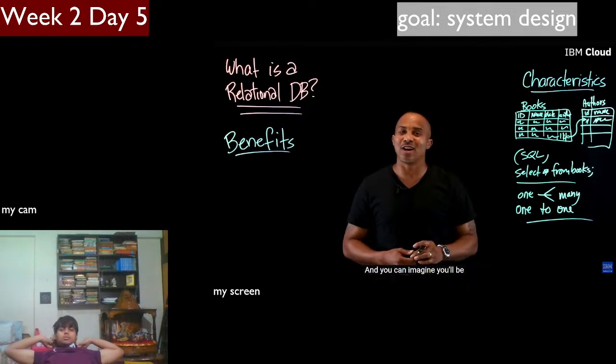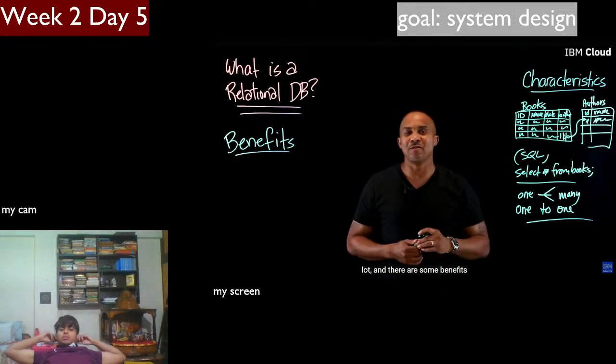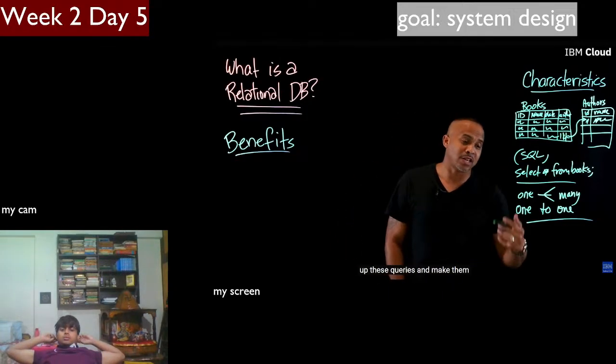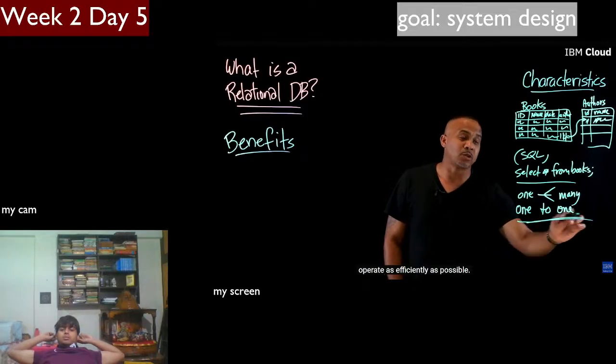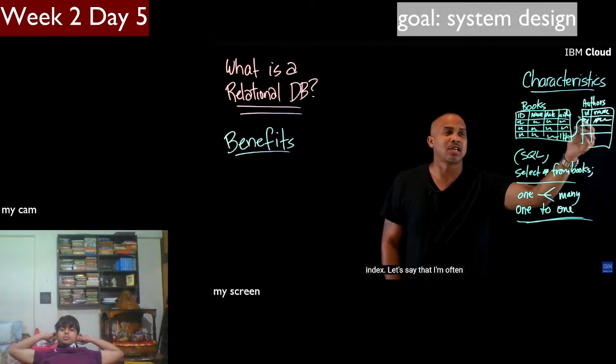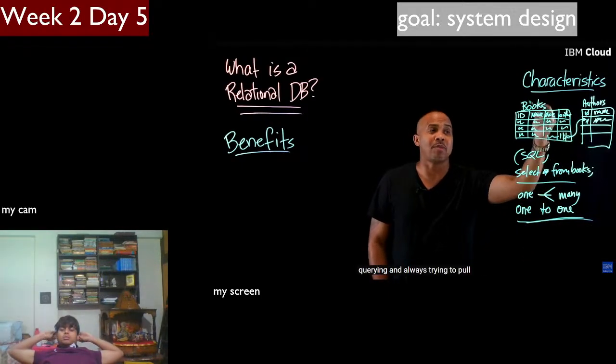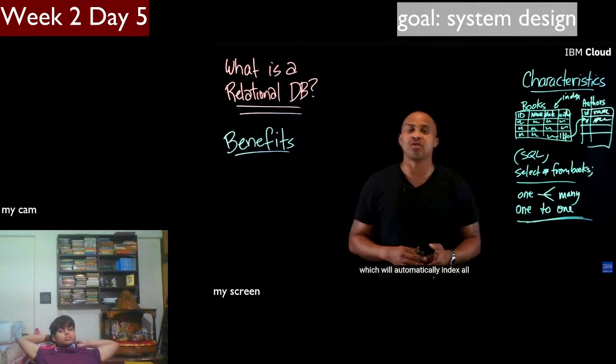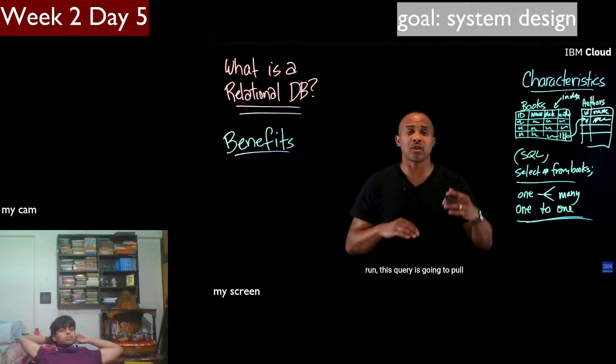Now you can imagine you'll be running a lot of these queries, and there are some benefits or some things provided to speed up these queries and make them operate as efficiently as possible. The database will provide ways that you can set an index. Let's say that I'm often querying and always trying to pull out by name or by date. I can set an index on this particular column, which will automatically index all the values. So the next time you run this query, it's going to pull from what we like to call this cache of all the values.